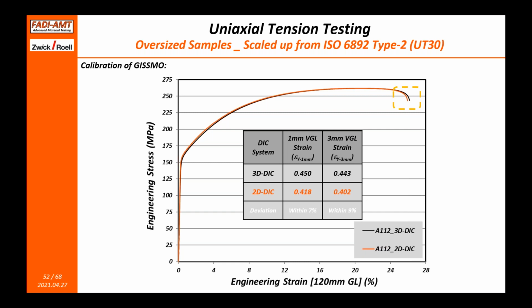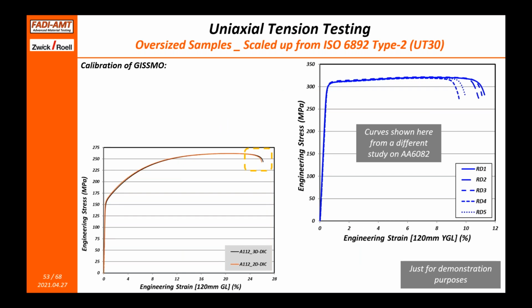And what does that mean? What that means is for those people who use this data to calibrate fracture models, and I'm using here, for example, a GISSMO model or a GISSMO card, that difference is insignificant in the scope of calibrating a GISSMO card. And to show how insignificant it is, I'm going to show our curves that we obtained in this study on the left-hand side, and the curves that are obtained in any typical tension test of that type with repeating the sample 4 or 5 times.